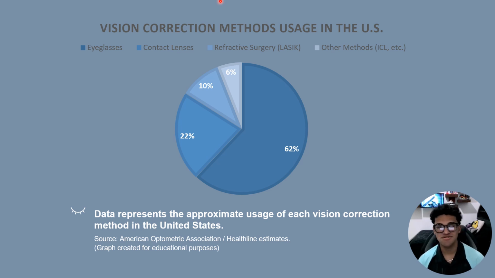Based on all the information shared today, we can conclude that understanding and choosing the right method for vision correction can greatly improve the quality of life. We discussed the four most common types of refractive errors and the different correction options available, including glasses, contacts, surgery, and implantable lenses.